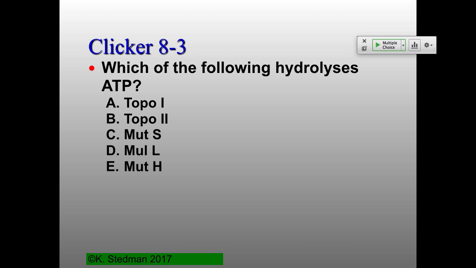Okay, quick review for all of these things. Which of the following hydrolyzes ATP? Topo 1, Topo 2, MutS, MutL, MutH.